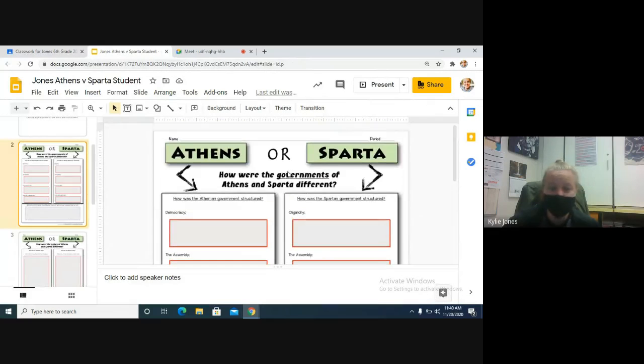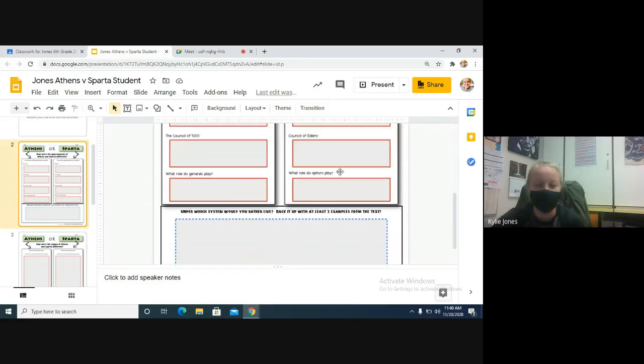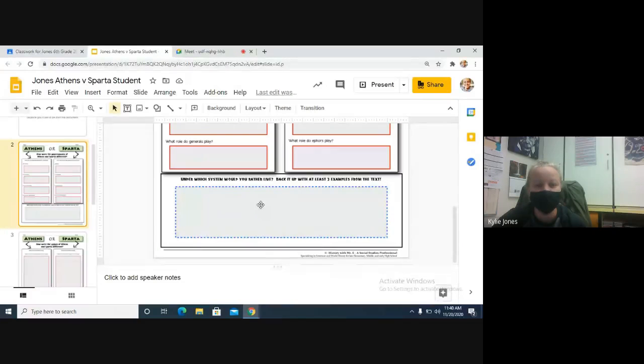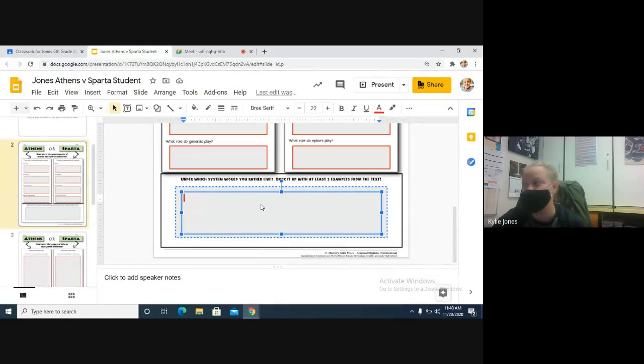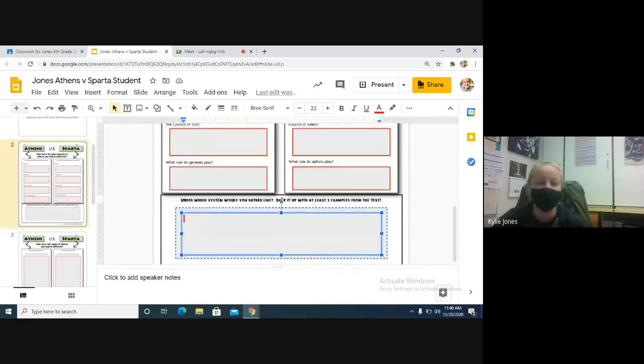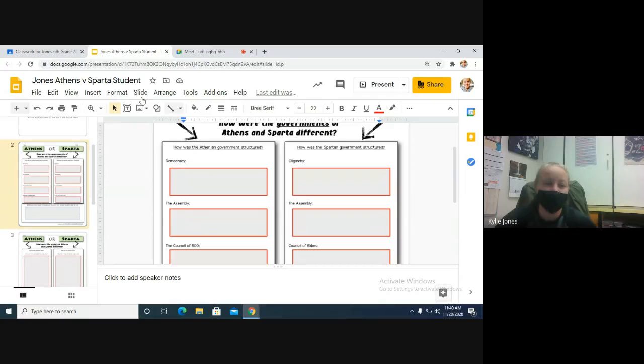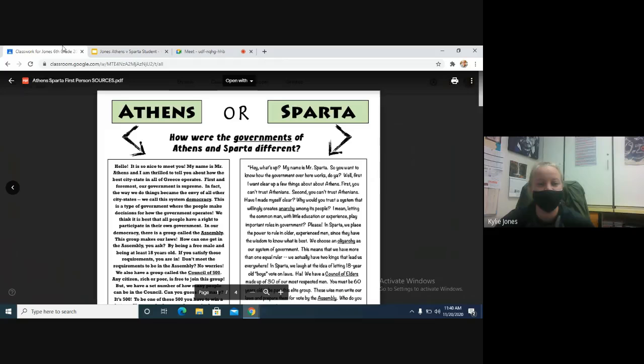And we have 2 sections that we're going to read. We're going to read a part about Athens and how their government was structured. Then we'll read a part about Sparta and how their government was structured. And then we will talk about which one you would rather live in on the bottom. Okay? So I'm going to go ahead and start reading. Let's start with Athens on the left.